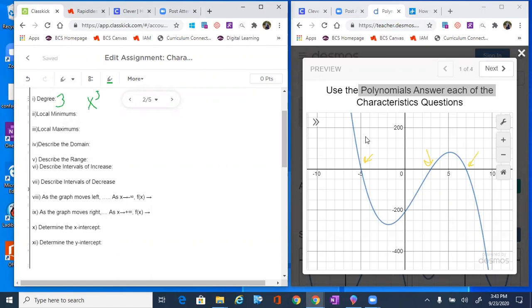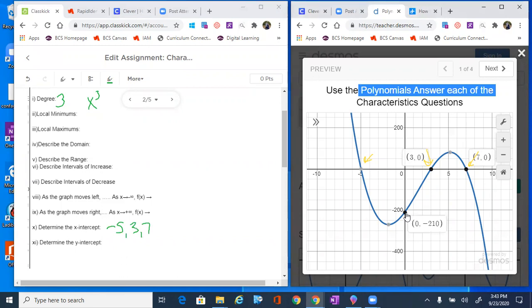While we're here, we can jump down to the bottom and we can determine the x-intercepts because we've already pretty much done that. Let's go ahead and click on those x-intercepts, which will be at -5, 3, and 7. So writing on that, x-intercepts will be -5, 3, and 7. And while we're here, we can just go for the y-intercept. Wow, boom, -210. Remember, y-intercept is on the y-axis, okay?